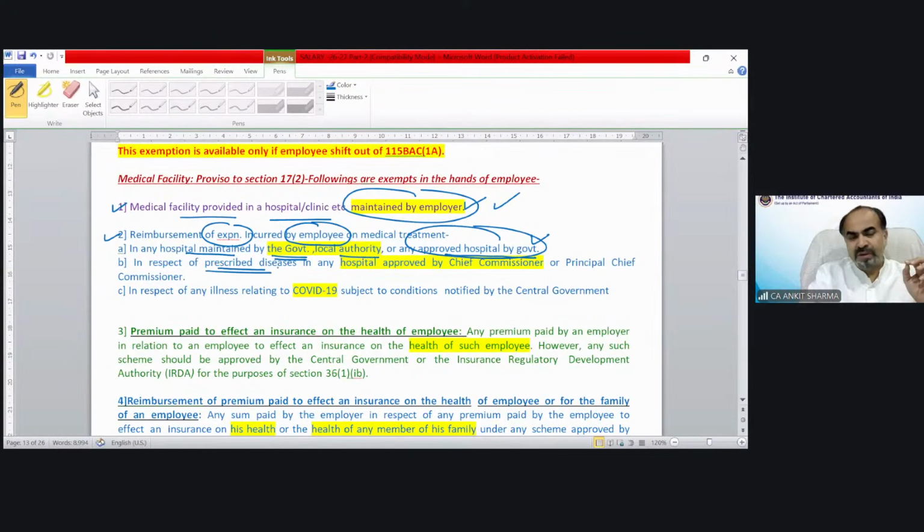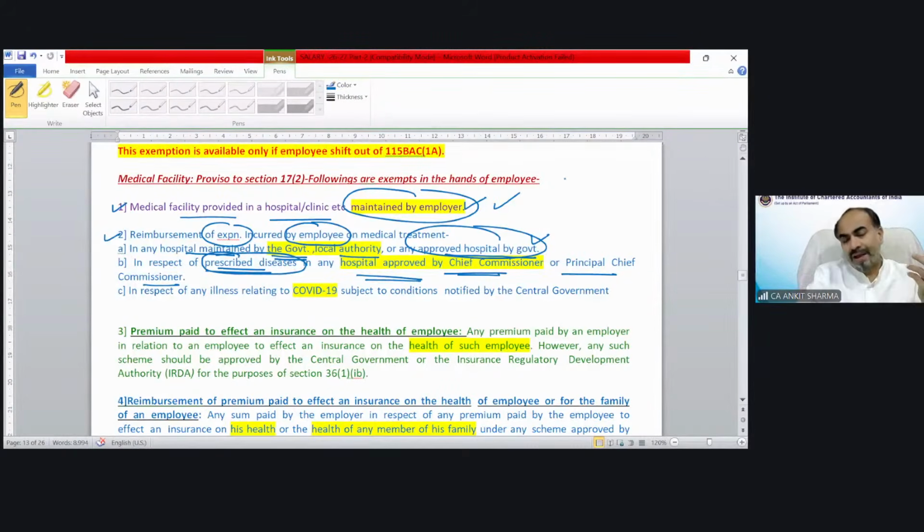In respect of prescribed diseases in any hospital approved by chief commissioner or principal chief commissioner, again, that is going to be exempt. This is for prescribed disease. So even if the hospital is not maintained by government, but if it is approved by commissioner or principal chief commissioner, then in case of prescribed disease treatment, no amount is chargeable. Whatever paid by employer is exempted.